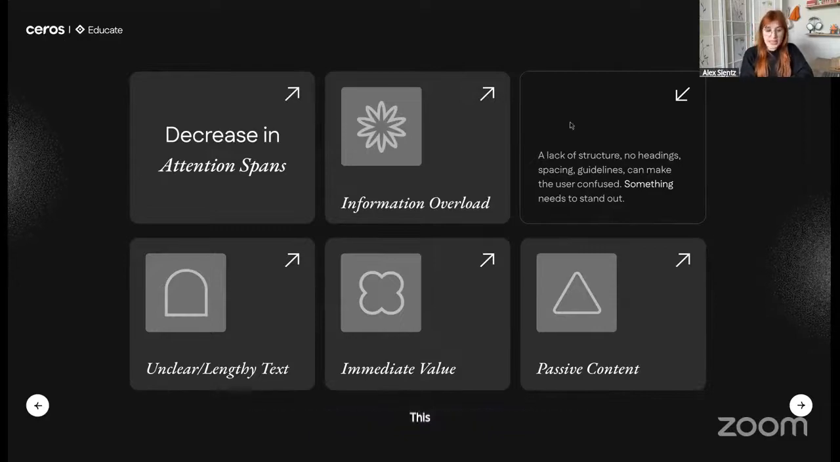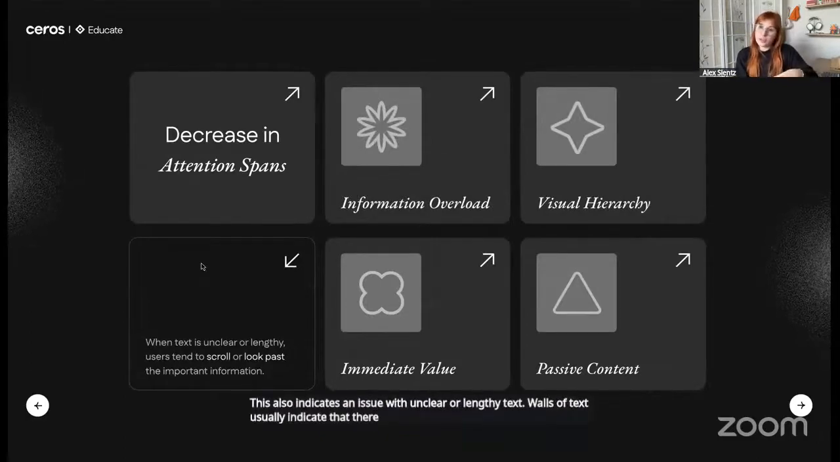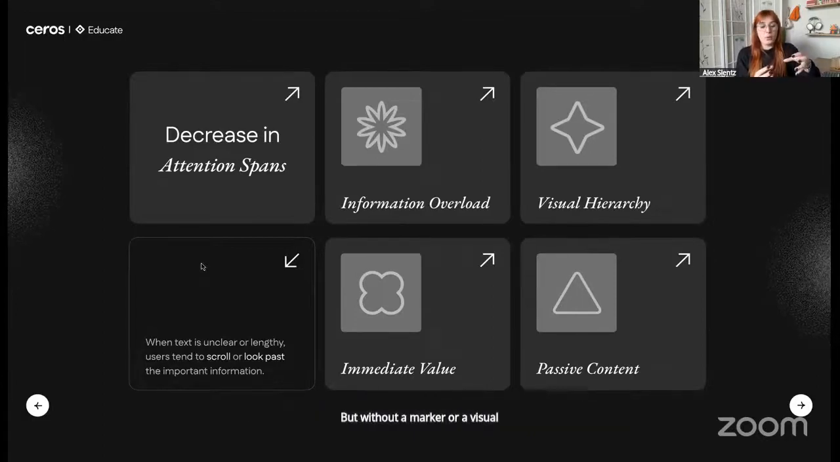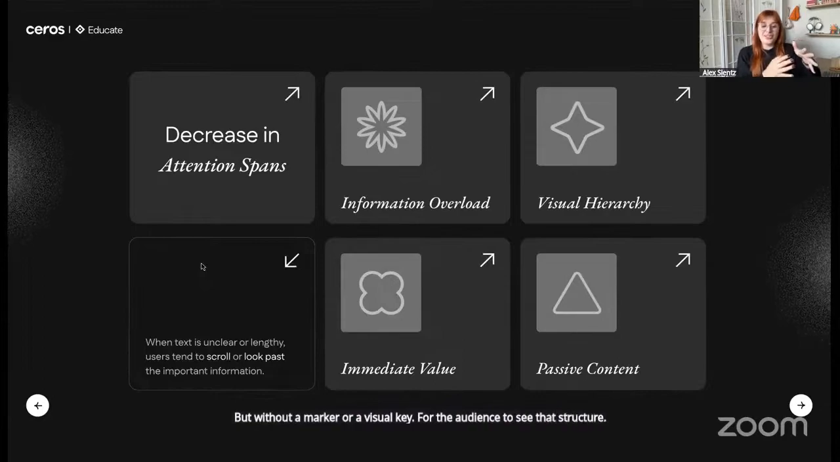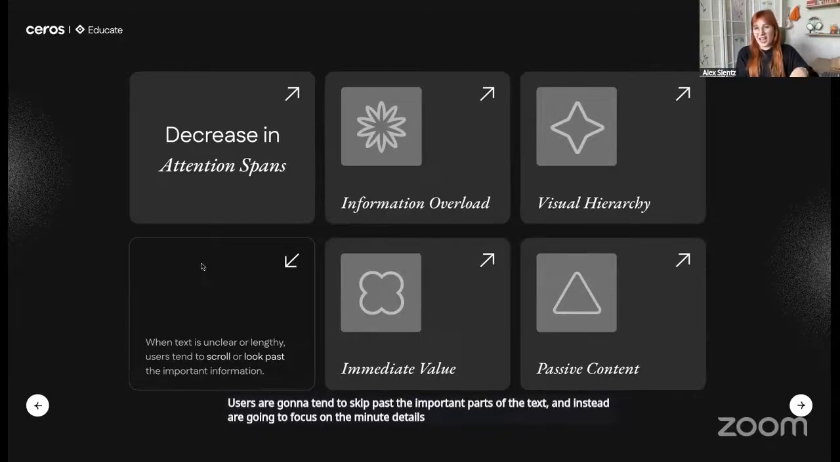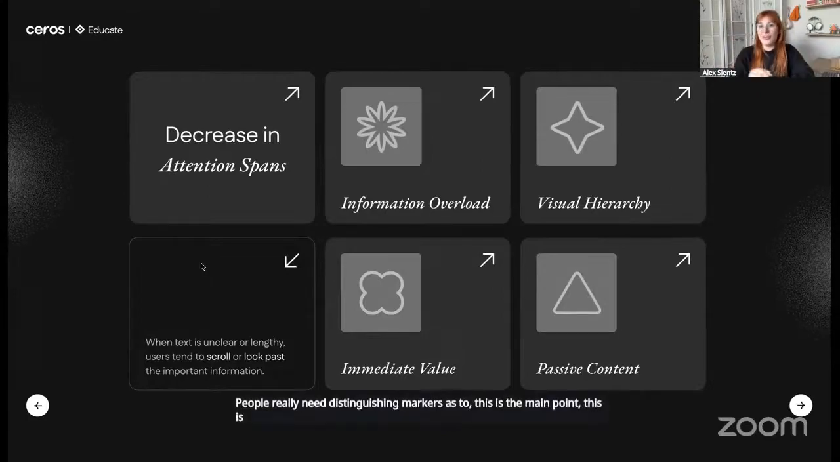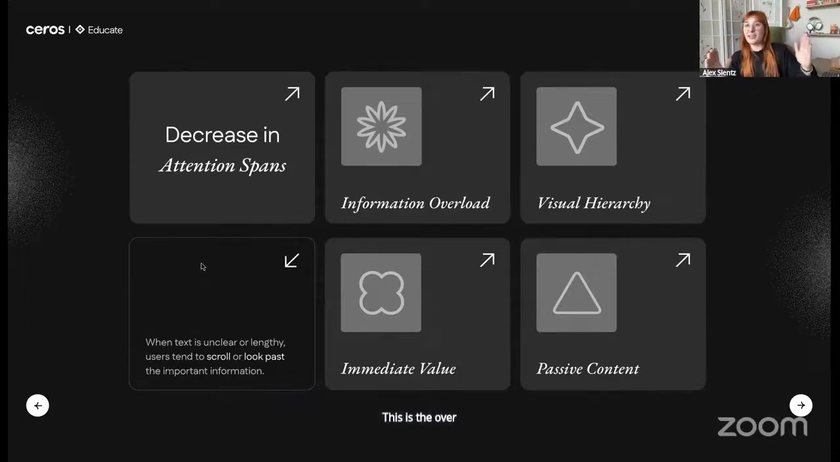This also indicates an issue with unclear or lengthy text. Walls of text usually indicate that there is a main takeaway for the user to focus on, but without a marker or a visual key for the audience to see that structure, users are going to tend to skip past the important parts of the text and instead are going to focus on the minute details that aren't necessarily as relevant. People really need distinguishing markers as to this is the main point, this is the second main point, this is the overarching take that you should have from this.